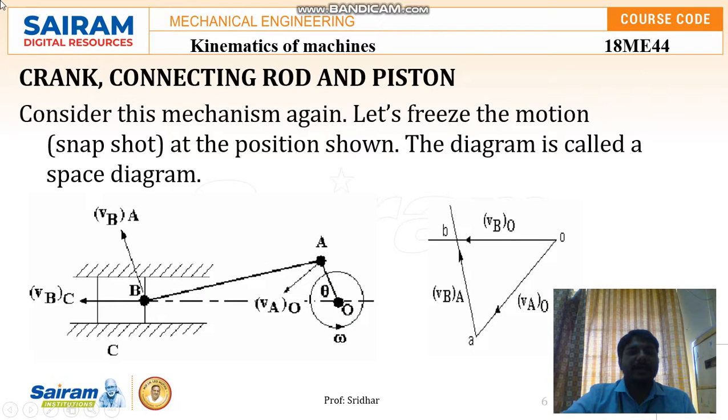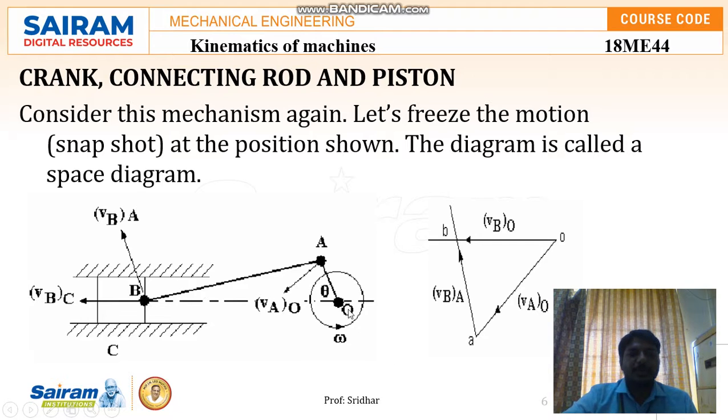Coming to the crank, connecting rod and piston. Considering this mechanism, let's freeze the motion, that is, freeze one position where you can see in this direction the velocity of B, which has been fixed. This diagram is normally called the piston and connecting rod diagram. But this is a space diagram based on the relative motion which is being developed. We are going to do this.